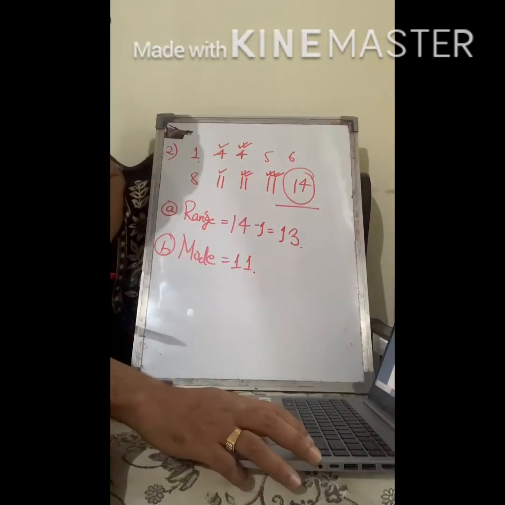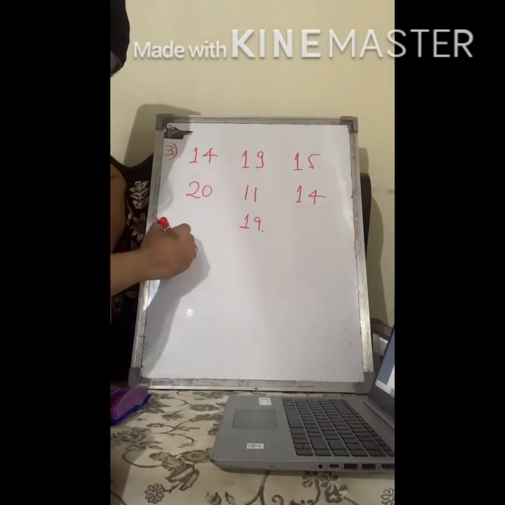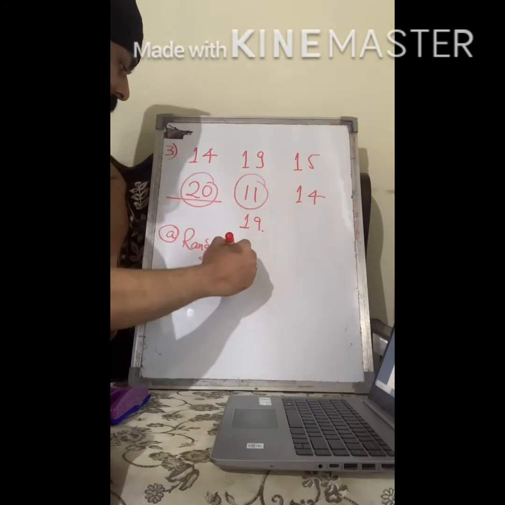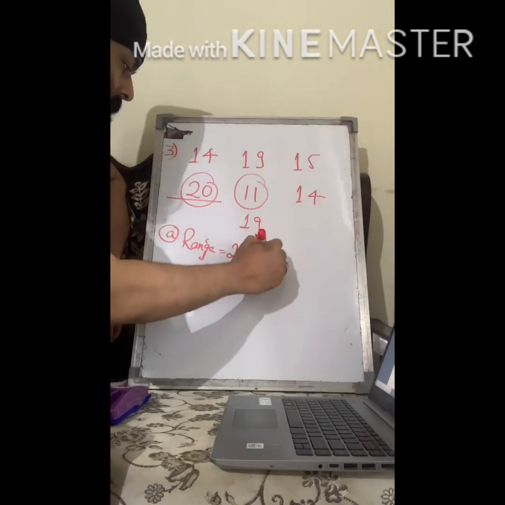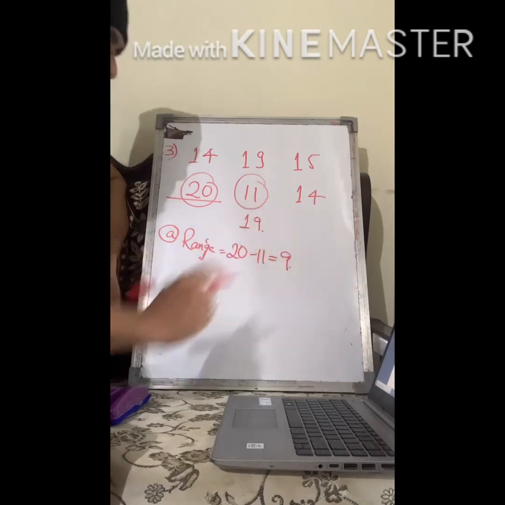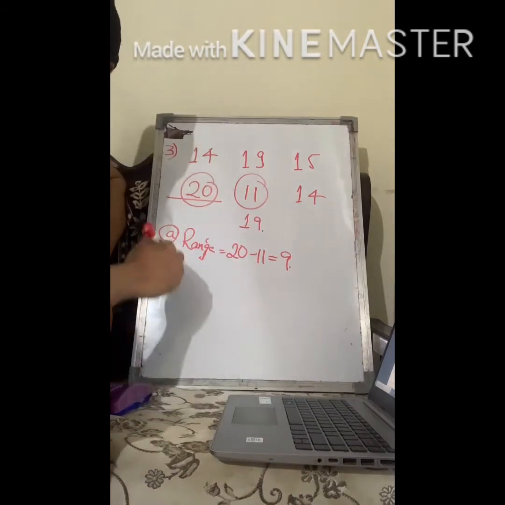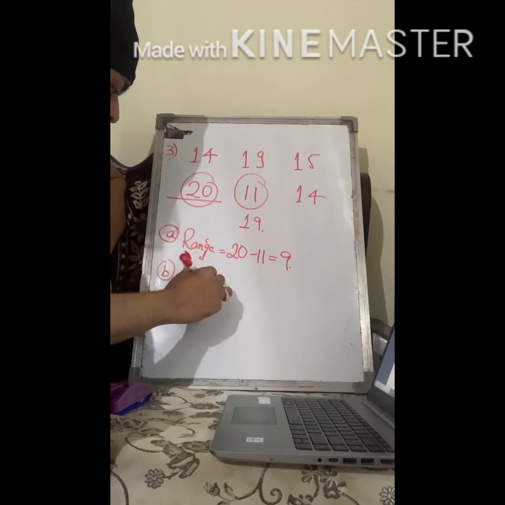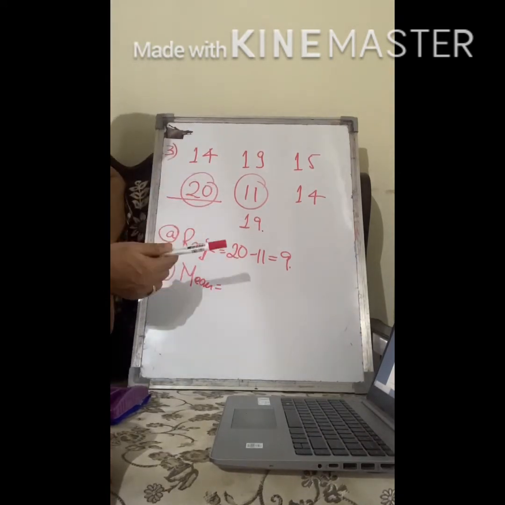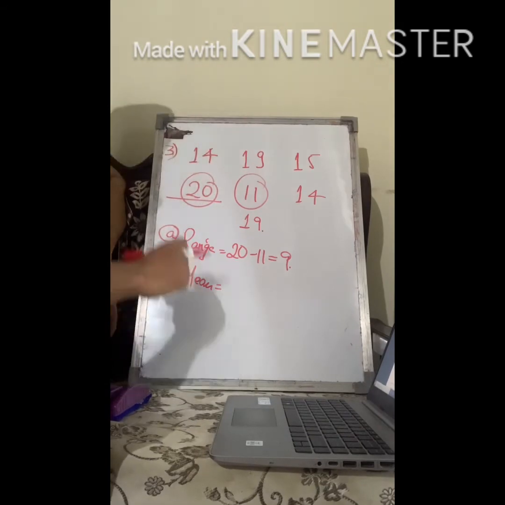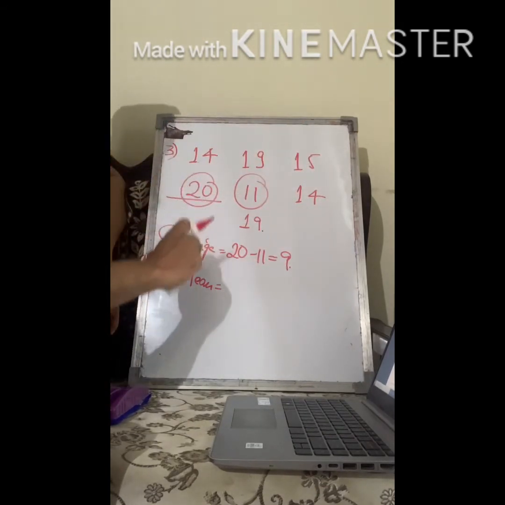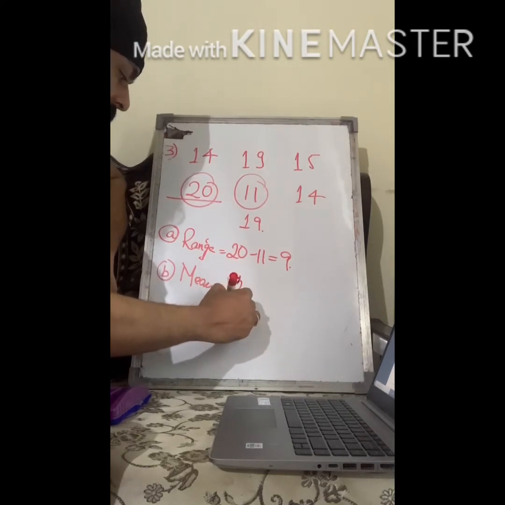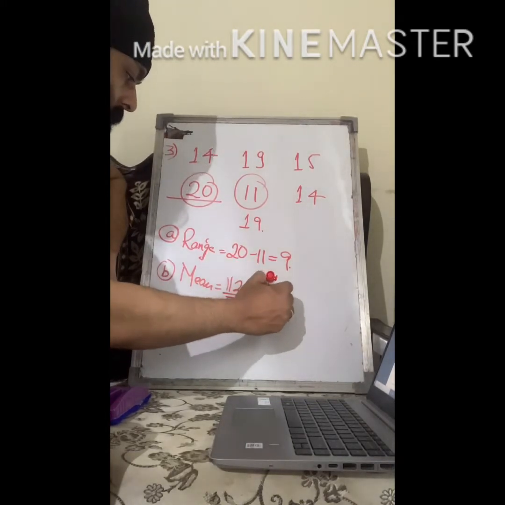Question number 3. Part A says find the range. So the range is 20 minus 11, which is equal to 9. Part B says calculate the mean. Mean is the sum total, which is 112. And how many numbers are there? In all, 7 numbers. So the mean is 112 divided by 7, which is equal to 16.